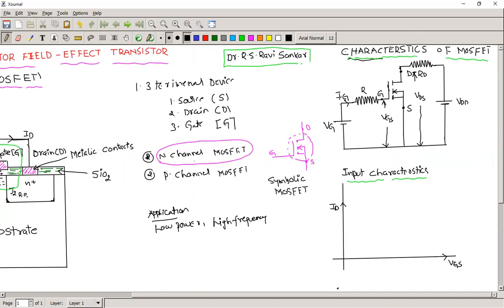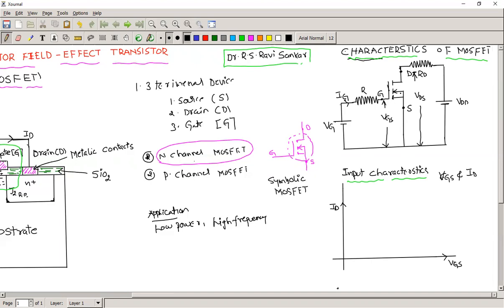It is a curve drawn between the drain current and gate source voltage. See here I am mentioning, it is a curve drawn between the VGS versus drain current. This current.